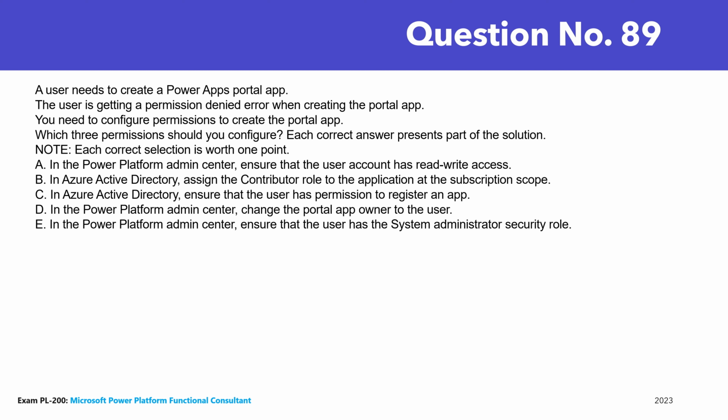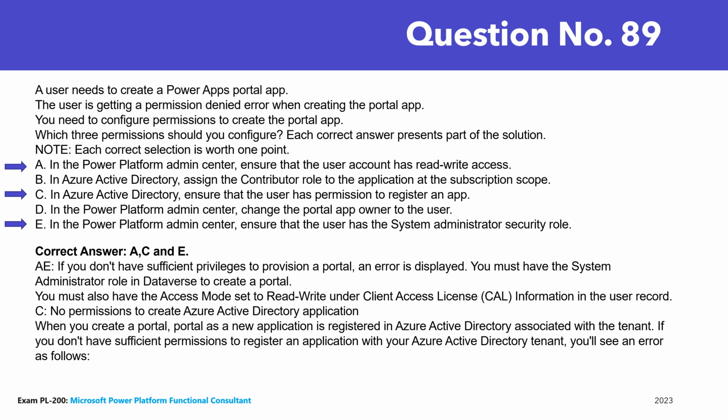A. In the Power Platform Admin Center, ensure that the user account has read-write access. B. In Azure Active Directory, assign the contributor role to the application at the subscription scope. C. In Azure Active Directory, ensure that the user has permission to register an app. D. In the Power Platform Admin Center, change the portal app owner to the user. E. In the Power Platform Admin Center, ensure that the user has the System Administrator security role. Correct answer: A, C and D.